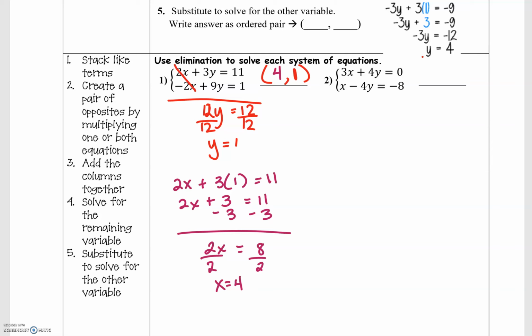It's actually already set up with the y's to cancel, but it will give you a decimal, or you can leave it as a fraction, but just know that. Go ahead and try it.